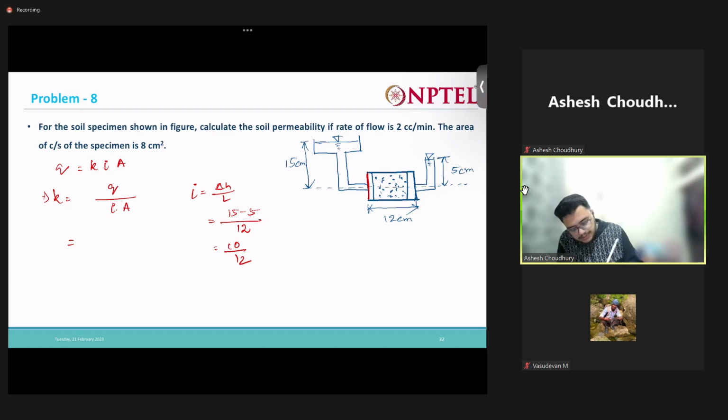Now, what is my hydraulic gradient here? The flow is under an effective constant head of 40 centimeters. So my head is given, which is 40 centimeters.